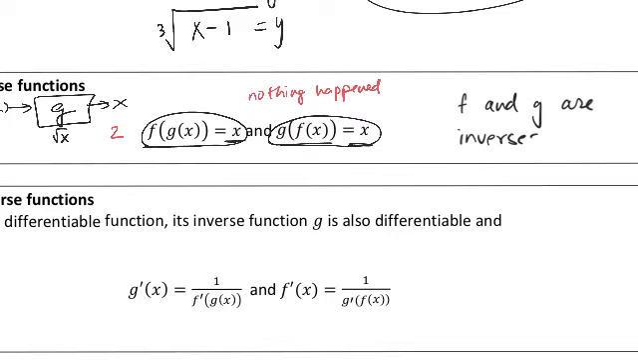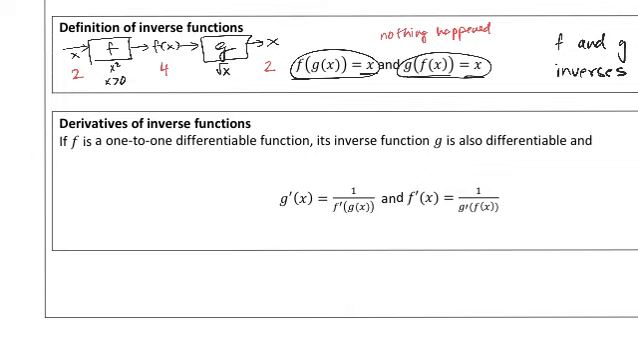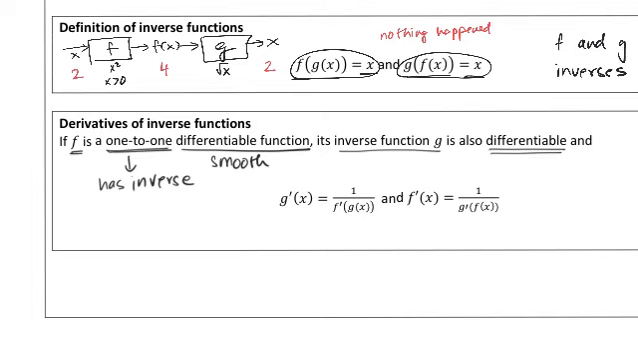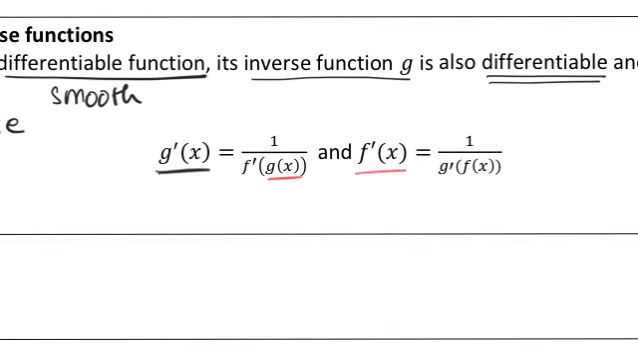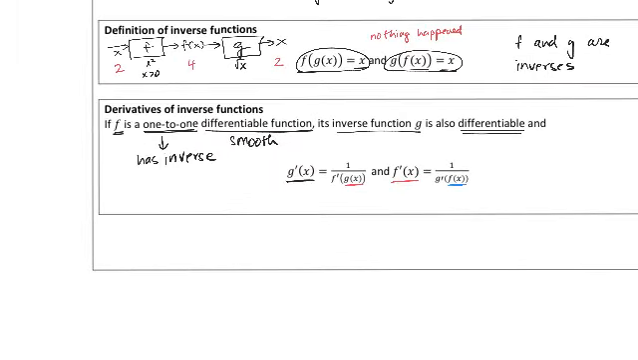So if we have a one-to-one function f, that means it has an inverse, and if this function is differentiable, and that just means that it's smooth and we can find a tangent line everywhere on f, then the inverse function g will also be differentiable, and second, we can write this equation for the derivative of g, which says that g prime of x will be 1 over f prime of g of x, right? And f prime of x will be 1 over g prime of f of x. And that's the equation that we're going to try to understand and use today.